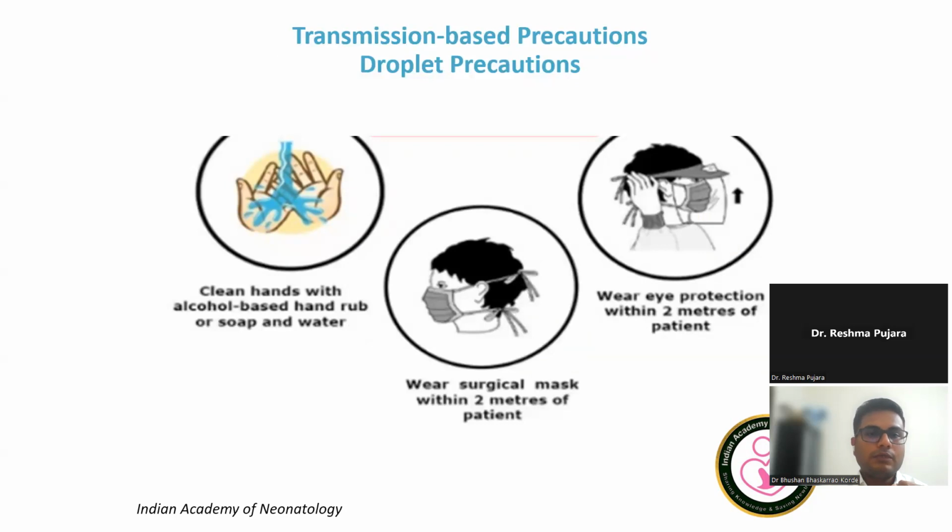So, how to prevent droplet infection? Again, hand washing, hand washing, and hand washing. Hand washing is very important. I have already told you how to wash your hands. To prevent babies from getting infection from the healthcare worker, you should always wear a mask, and it is important for your own safety too. You never know if you have an upper respiratory tract infection or any infection, so you have to always wear a mask. And for eye protection, you can use a protective shield.